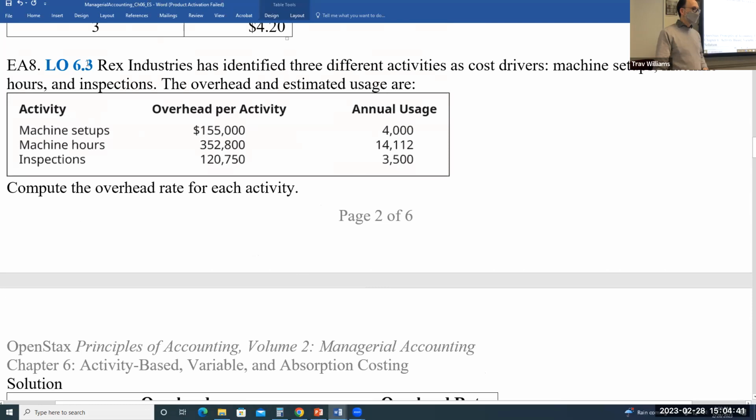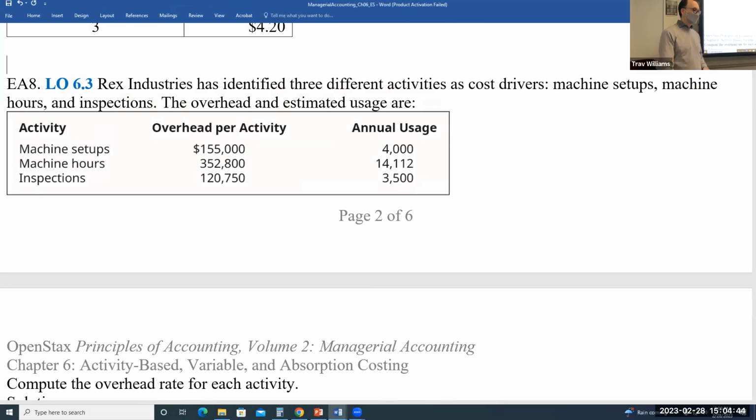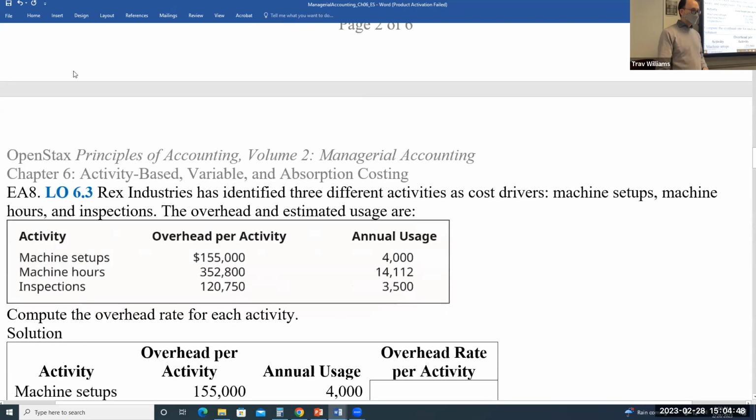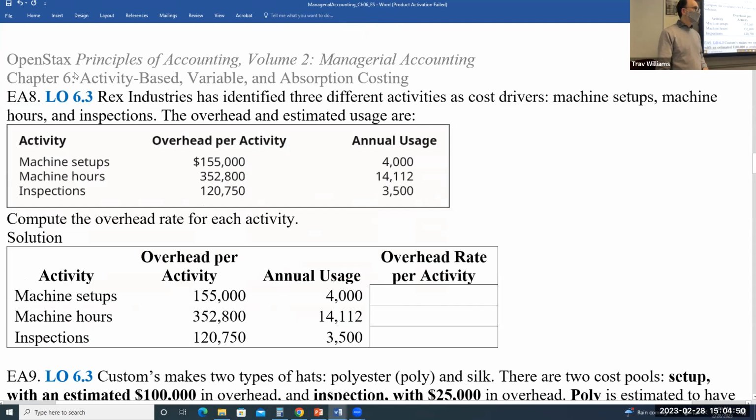On to number 8. We're getting through these pretty quickly. I don't think we're going to finish everything though today, unfortunately.